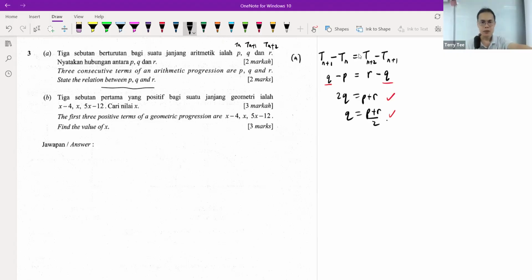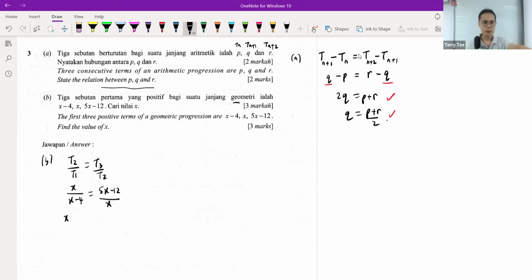Okay. Now, the first 3 terms, next one, part A is arithmetic, part B is geometric. The first 3 terms of a geometric progression are given as this. So for geometric, we take the second divided by first equals the third divided by second. The second term is x, first term is x minus 4. The third term is 5x minus 12, second term is x.